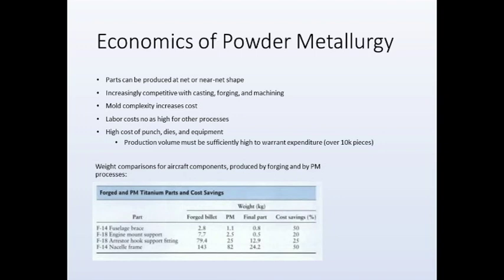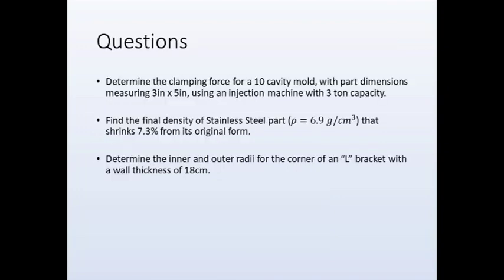Here's a quick table from our textbook showing the weight comparisons for aircraft components produced by forging and powder metal injection processing. As you can see, the cost savings is pretty significant for some of these components, at least 20% and up to 50%. So it's definitely a cost-effective option when mass producing certain components.